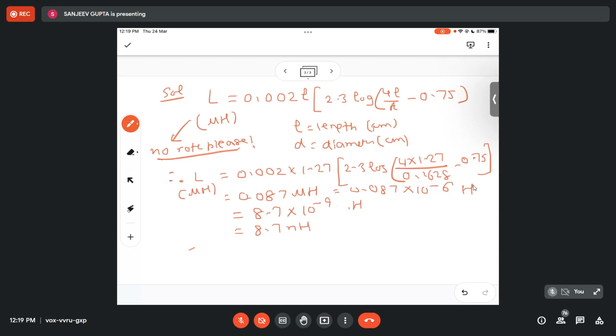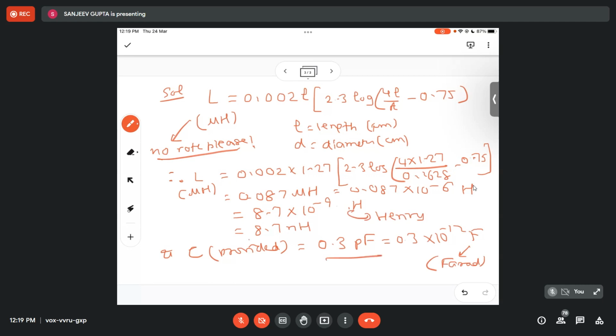And C, which is provided by the manufacturer, is, let's say, 0.3 picofarad, which is 0.3 into 10 to the power minus 12 farad. Just so everybody is clear, even if someone misses it, this is for the Farad, and the other is for the Henry in inductance. So I got this C value and this L value. Now we have to use the equivalent circuit. Let's understand how to use that.